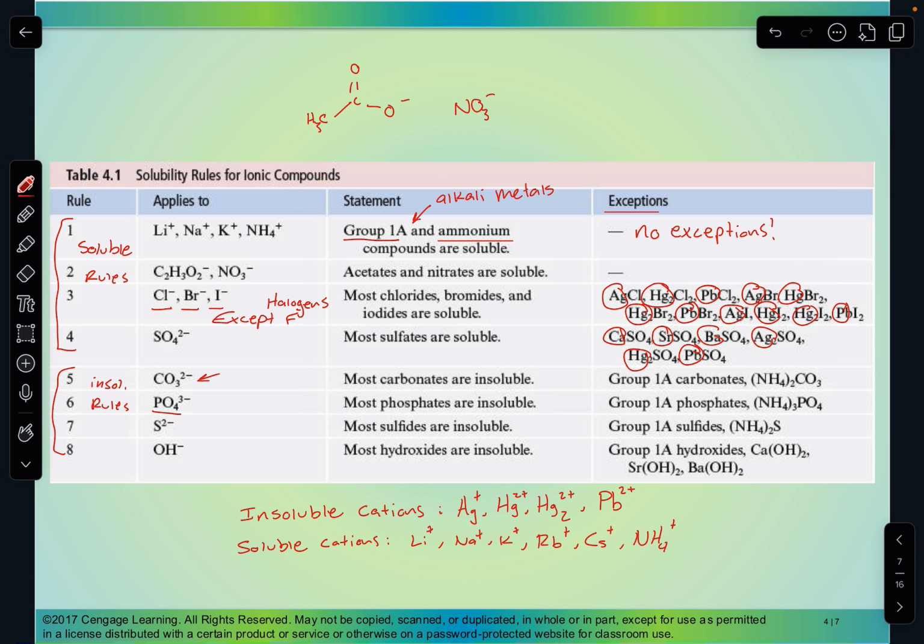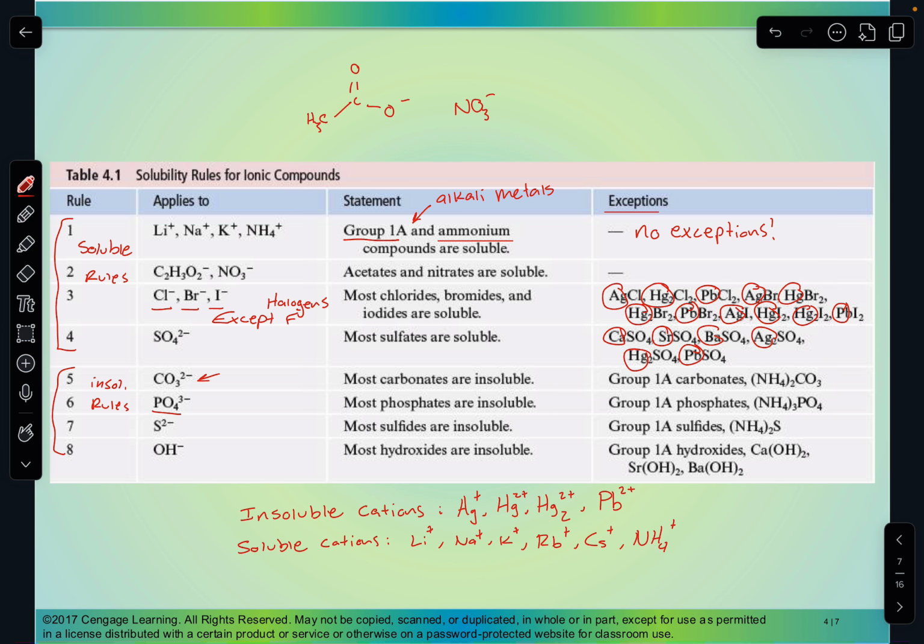So the first thing you want to do is look for your cation. Is your cation going to be soluble? Then probably the rest is going to be soluble. If it's going to be insoluble, then probably the rest is going to be insoluble. So we have phosphates that are insoluble.